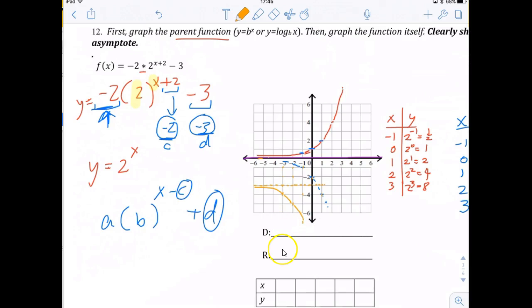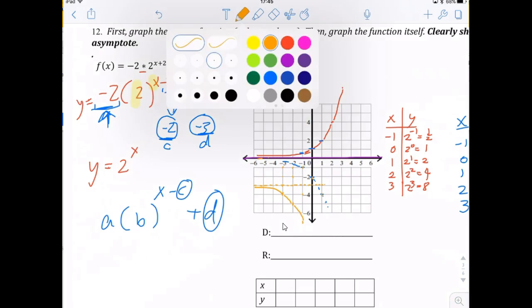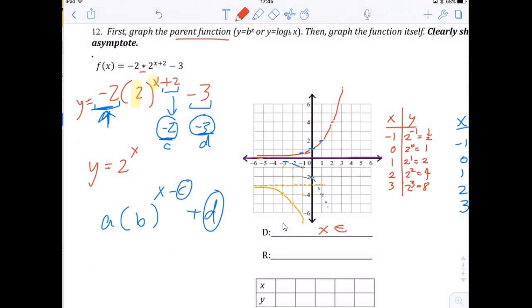Finally, let's take a look at the domain and the range. The domain for exponential functions is always all real numbers. We write it like that. X is an element of all real numbers. And the range here is going to be for all values of y. No, not all values of y. It's only going to be for the values of y that are below negative 3. So I'm going to put y is less than negative 3.